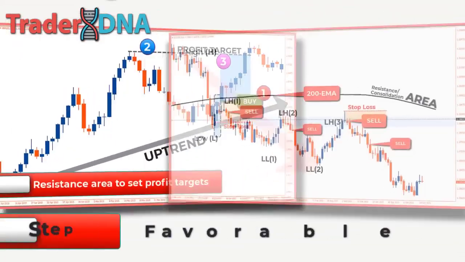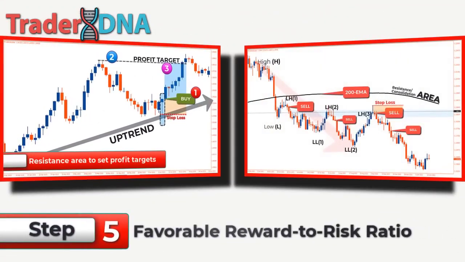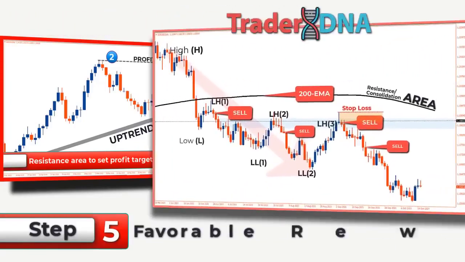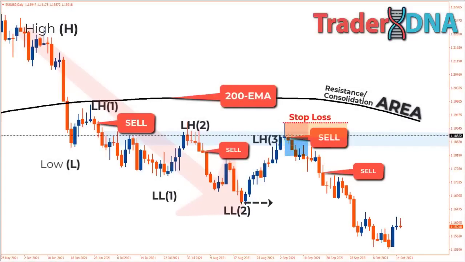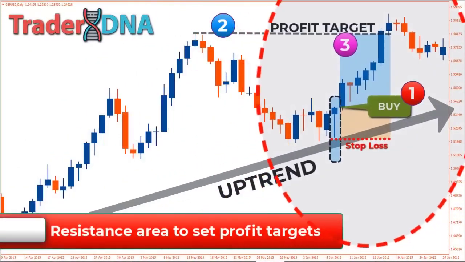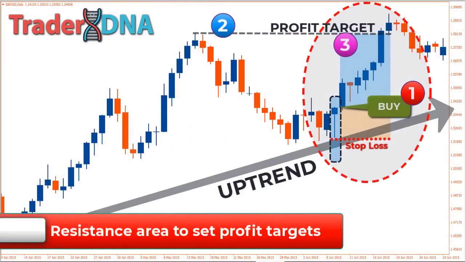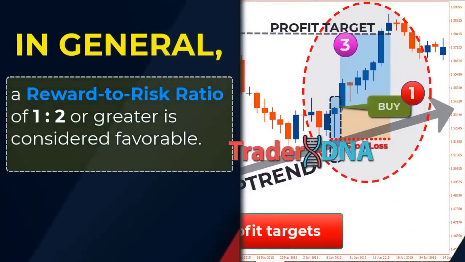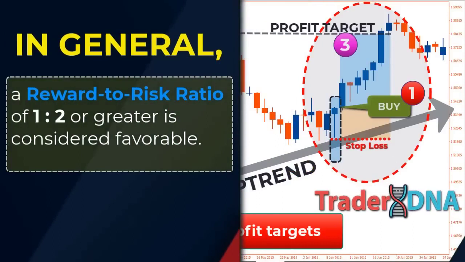Step 5. Favorable reward to risk ratio. A favorable reward to risk ratio is one in which the potential profit of a trade significantly outweighs the potential loss or risk. A favorable ratio can vary based on the individual trader's risk tolerance, trading style, and the prevailing market conditions. In general, a reward to risk ratio of 1:2 or greater is considered favorable.